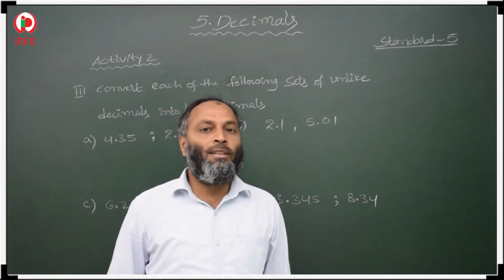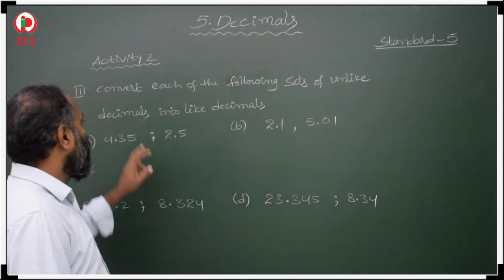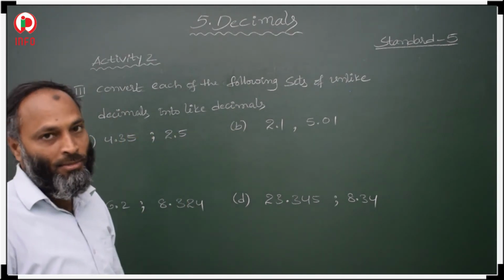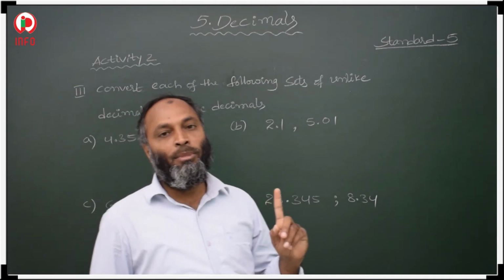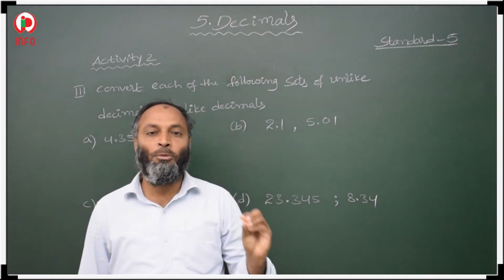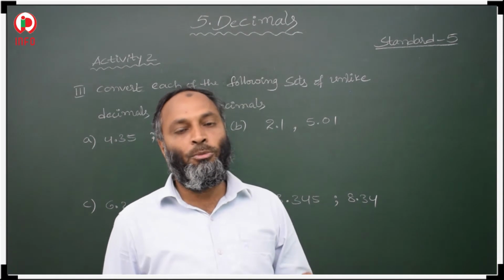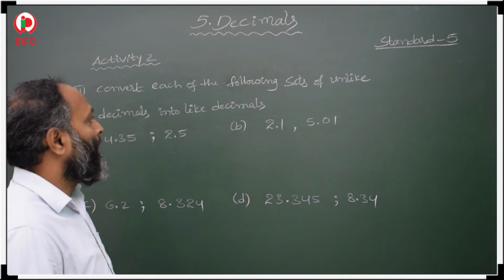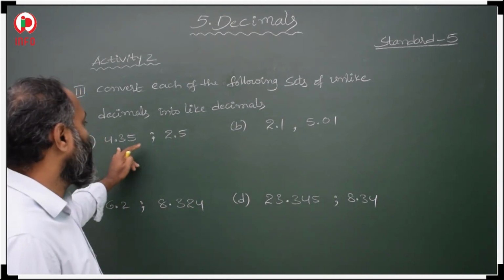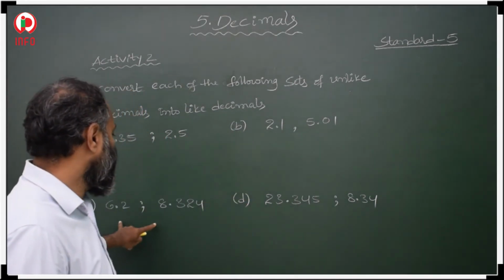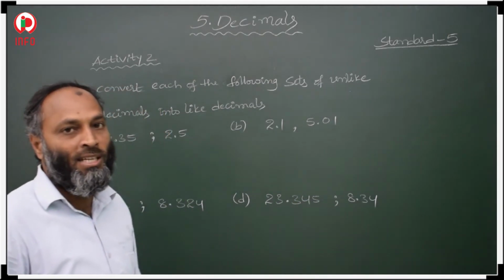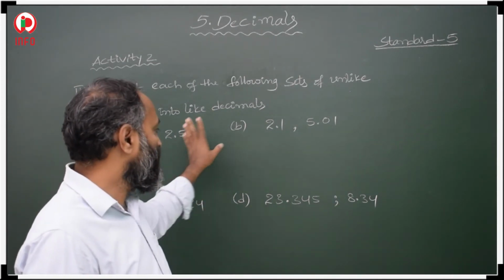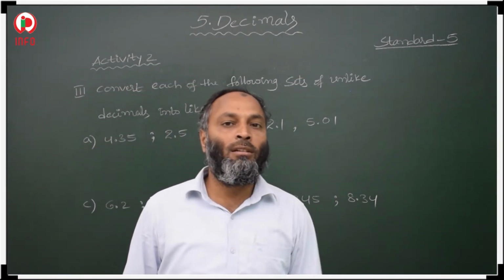Okay. Yes friends, now the same question again. Convert each of the following sets of unlike decimals into like decimals. Here also the same unlike decimal pairs are given, 4 sets are given. One more question is there. So of these, the last question you do as your home assignment.